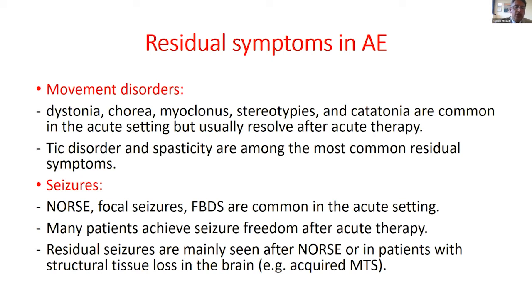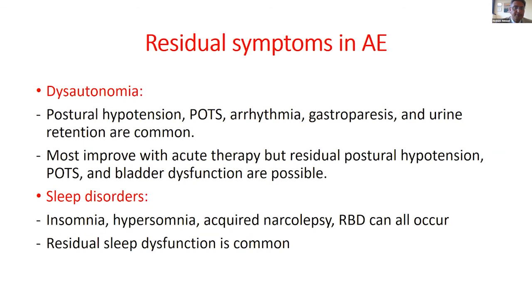While patients who actually develop some structural tissue loss, we know that some patients might, after limbic encephalitis or after LGI1 syndrome, for example, they can develop acquired mesial temporal sclerosis or significant hippocampal atrophy. These patients, at least in our clinical experience, are more likely to require long-term seizure medications. Also, patients who presented with new onset refractory status epilepticus or NORSE, most of these patients will require long-term seizure medications, and many of them will have recurrent seizures based on published data so far.